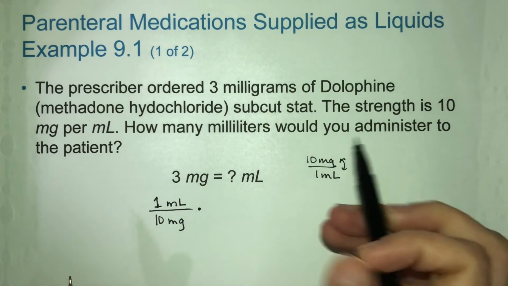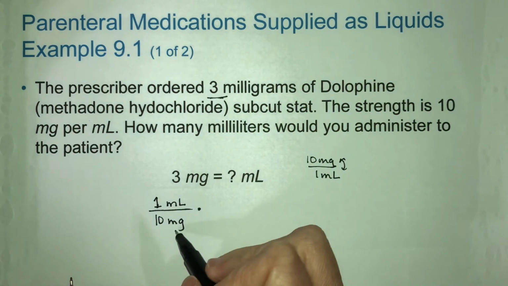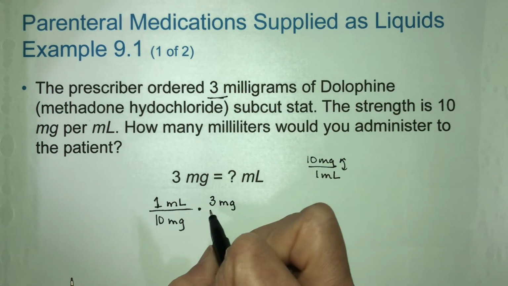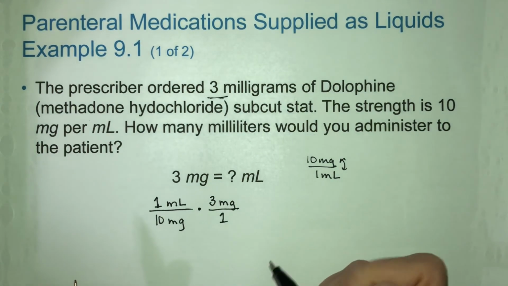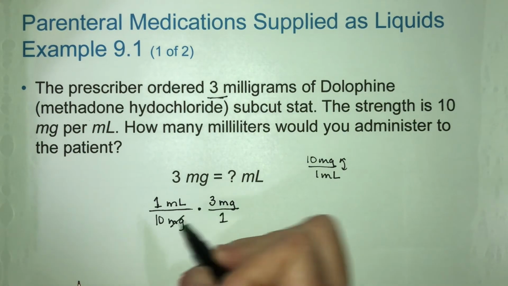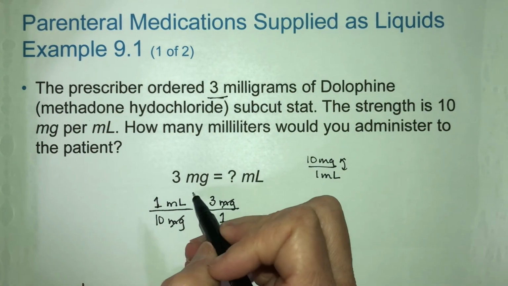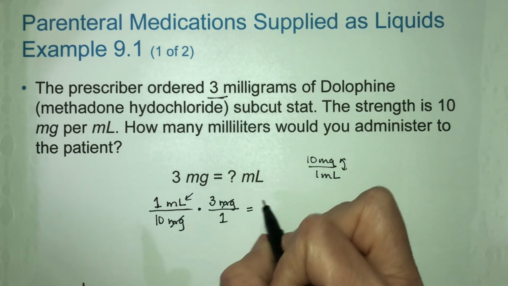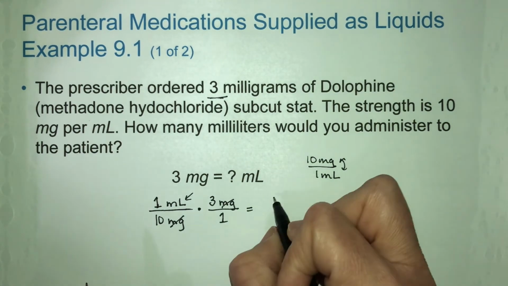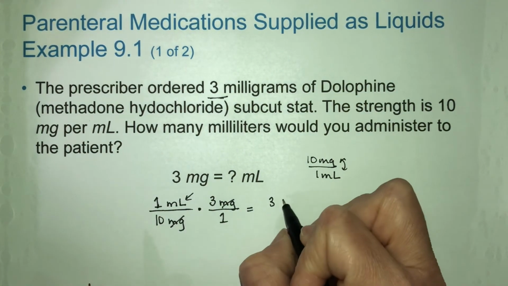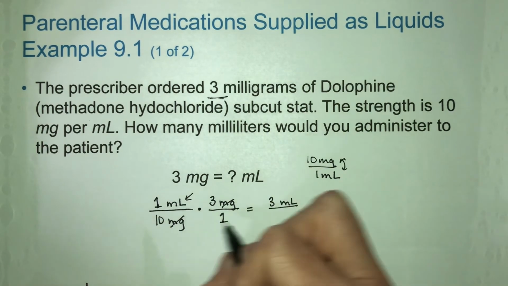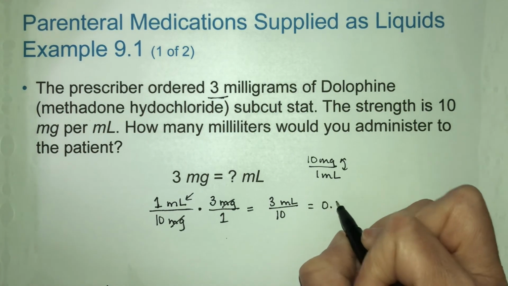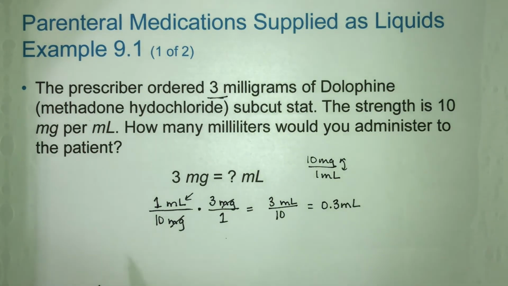I am supposed to give 3 milligrams, and I want milligrams to cancel out, so I'm going to put the 3 milligrams up here. And that's over 1. Okay? Now if we multiply here, our milligrams cancel out, and we're stuck with milliliters, which is the unit we want. And so this equals, just doing the multiplying straight across, 3 times 1 is 3 milliliters over 10 times 1 is 10. So 3/10, you would give 0.3 milliliters of this drug.